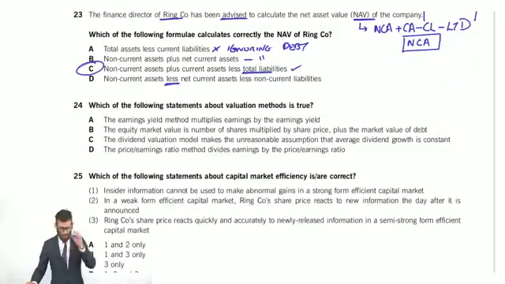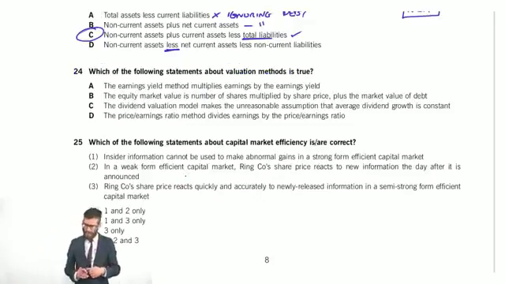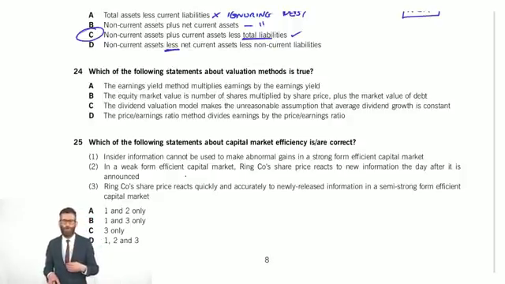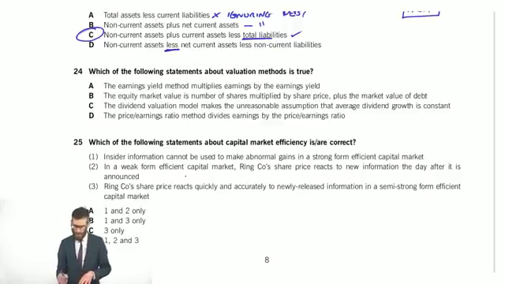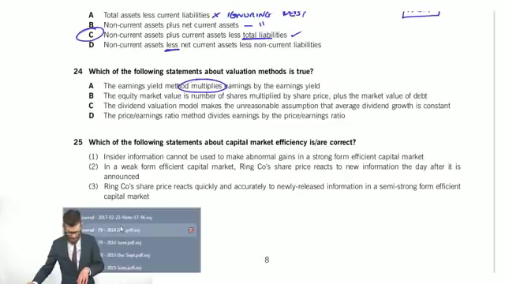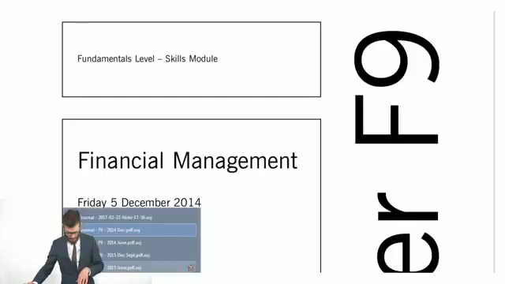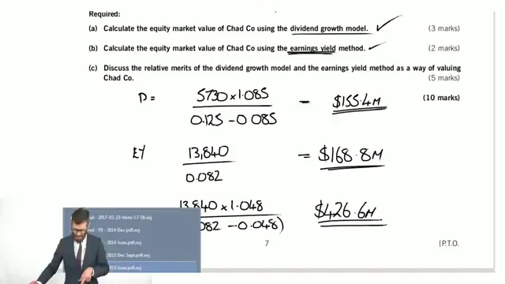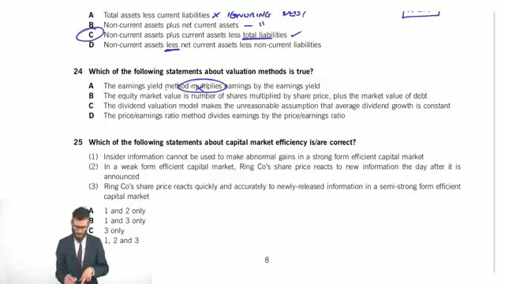We move on. 24. The following statements about valuation methods is true. Now these questions, as I say, don't allow them to overwhelm you. Don't try to answer them too quickly. Take your time. The earnings yield method multiplies. Well, earlier on this evening, we did an earnings yield. Where did we do that earnings yield? Is it this one? Yes, that wasn't a multiply, that was a division. That's a division, hence that's not the correct answer.